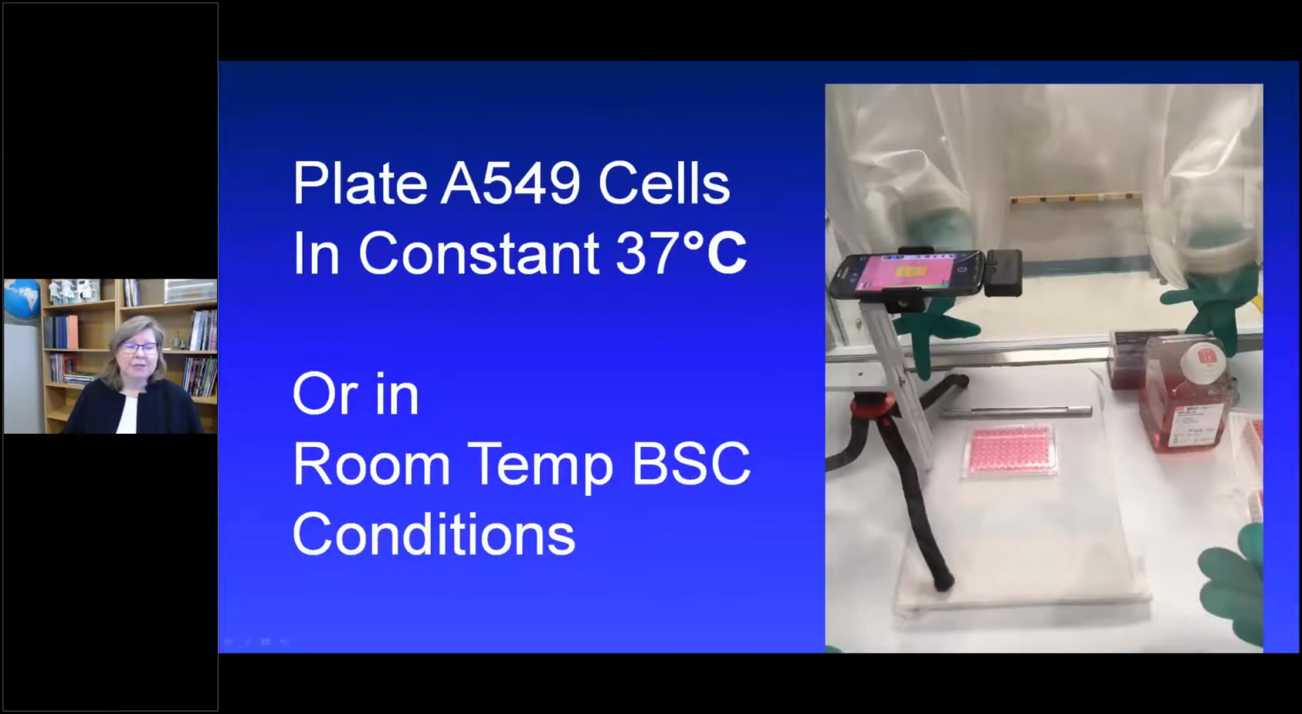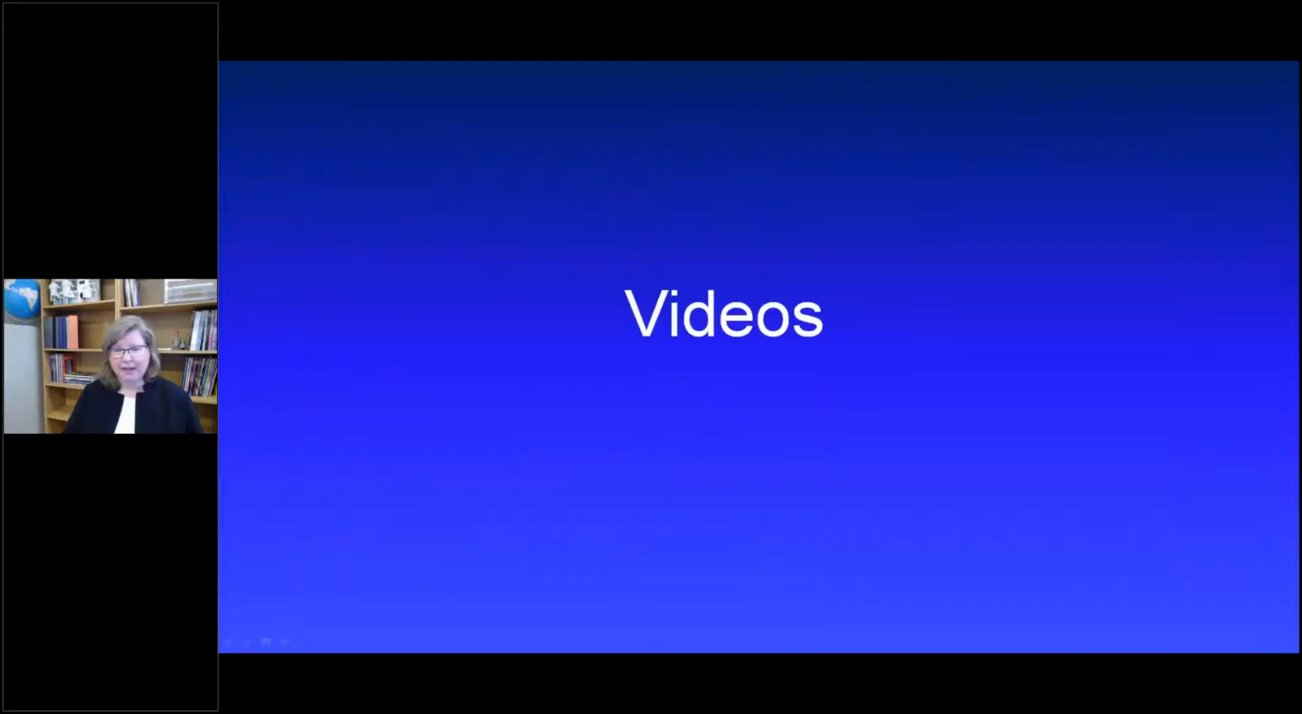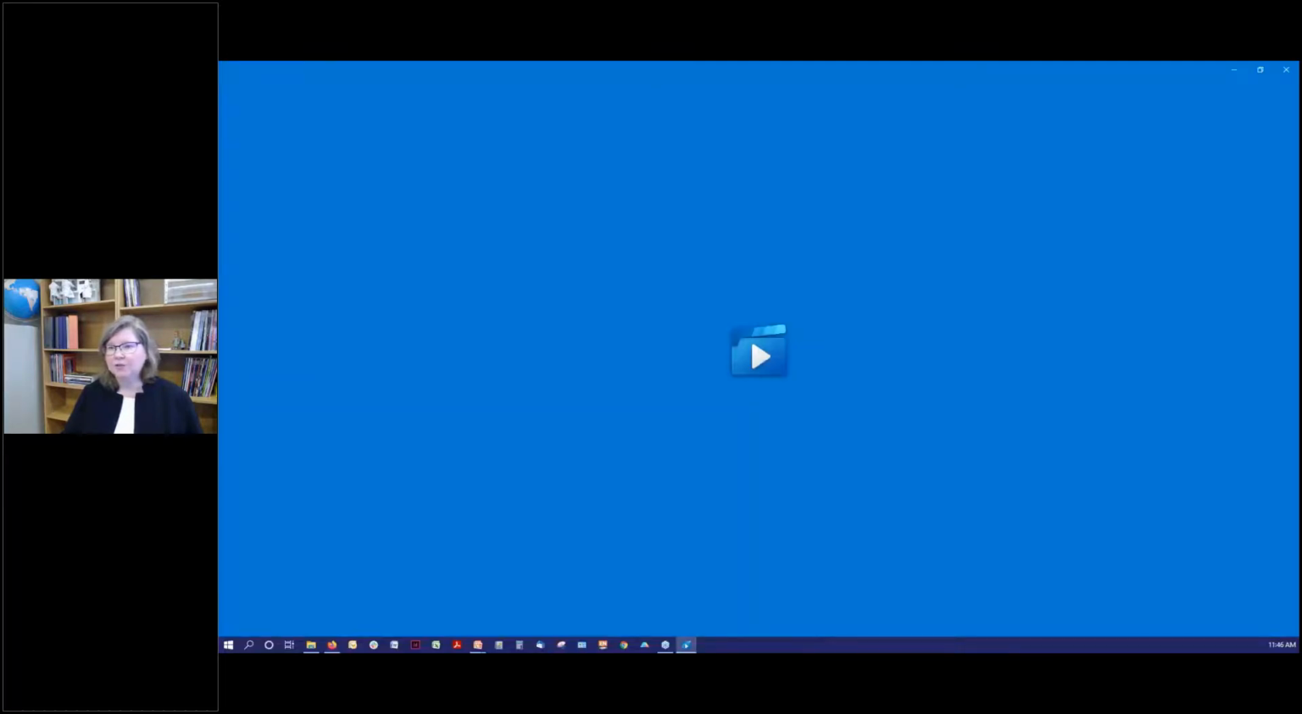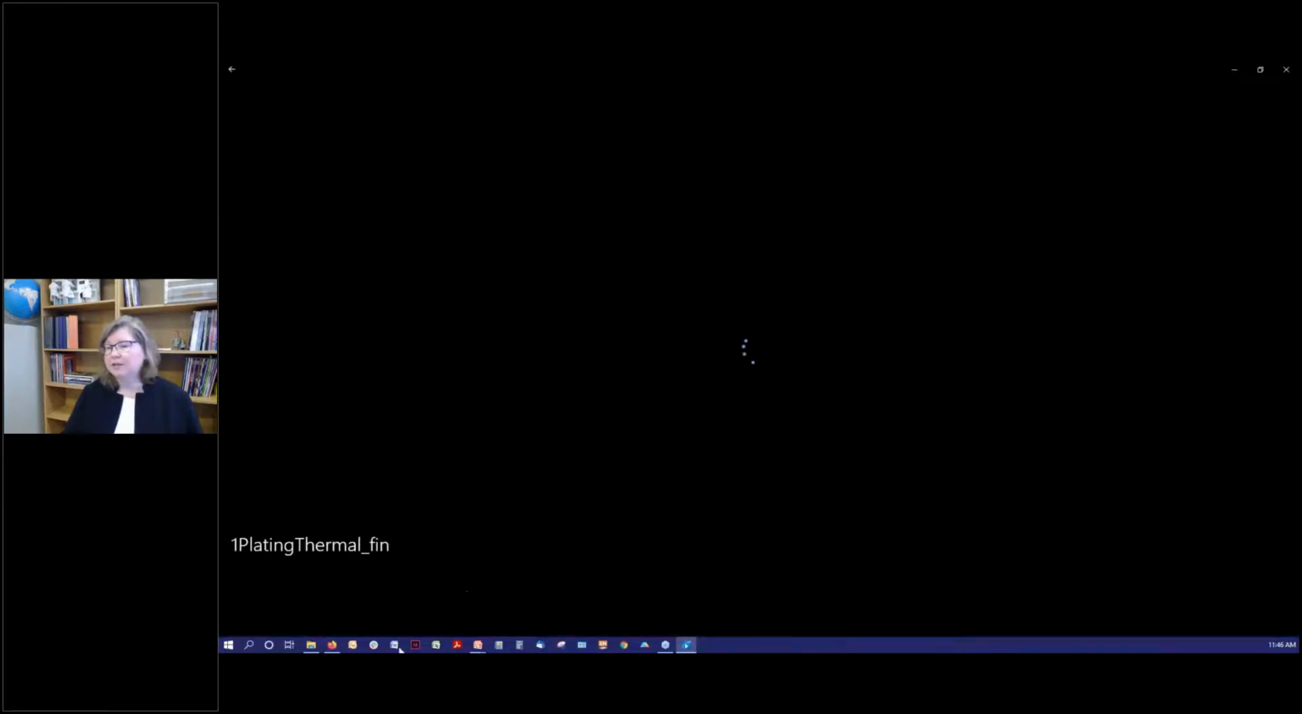So we decided to set up some experiments where we set up cell plating using A549 cells in either room temperature BSC conditions or in constant conditions in one of our chambers. And here I'm going to switch and show you some videos of what the thermal imaging camera actually reveals when you plate cells this way.